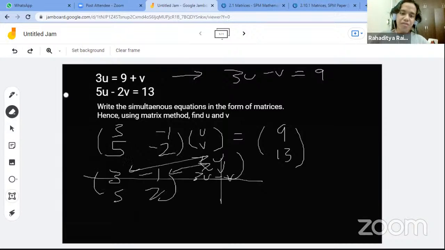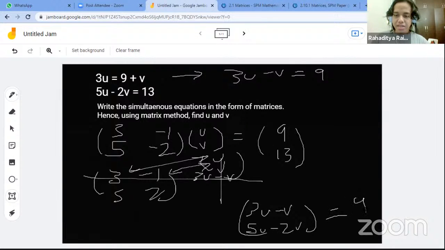Because essentially this is just a way we rewrite the entire thing. If you try multiplying these straight away, it'll be 3u minus v, 5u minus 2v is equal to 9, 13, which is actually your simultaneous equation. So you literally just went back to the start. You will multiply directly, instead of going back to the start like I just did.